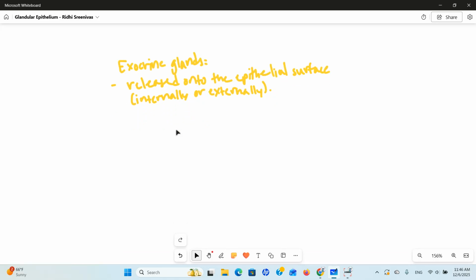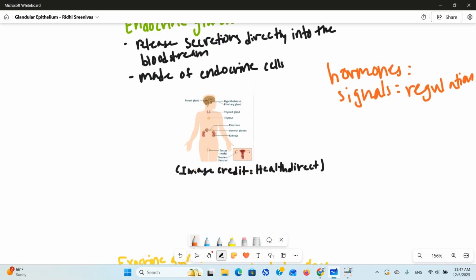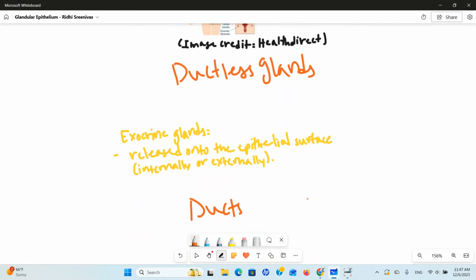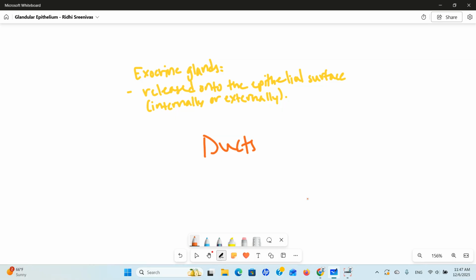Another thing to note is that exocrine glands release their secretions through ducts. Now, what are ducts? They're tubes that allow the fluid to exit the gland to go wherever it needs to. Now, why did I bring this up? That's because endocrine glands don't have ducts to release their fluids. And therefore, endocrine glands are also referred to as ductless glands. That's just another way you can differentiate between the two types.